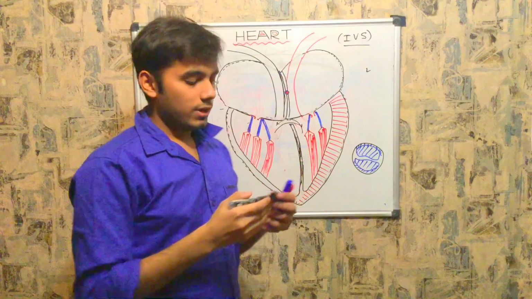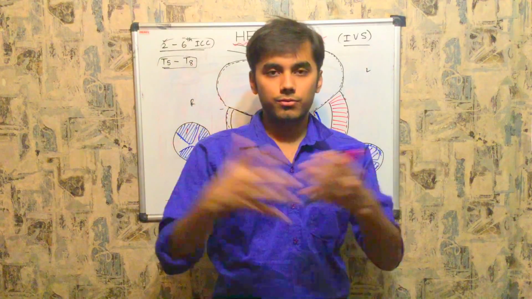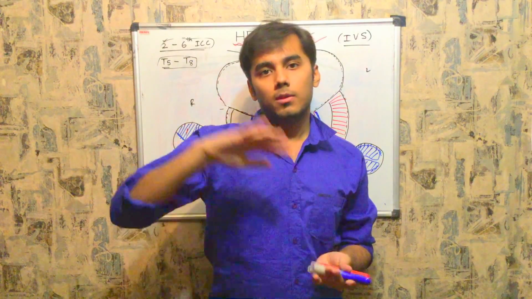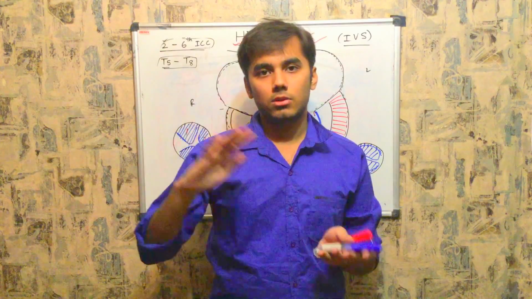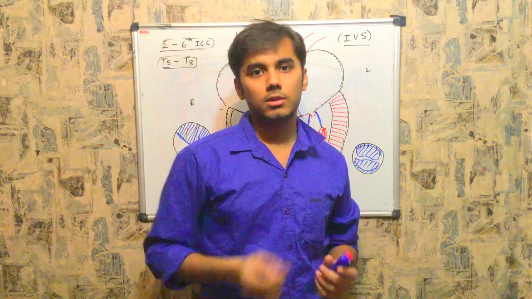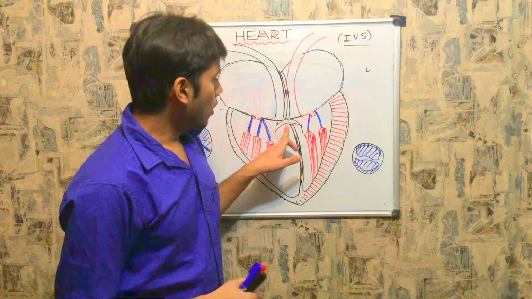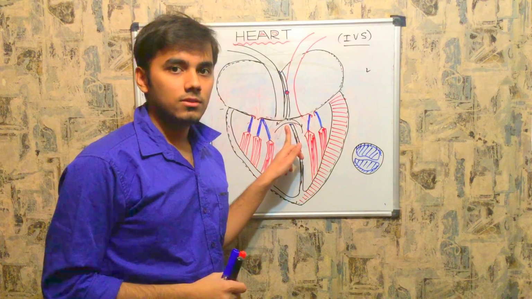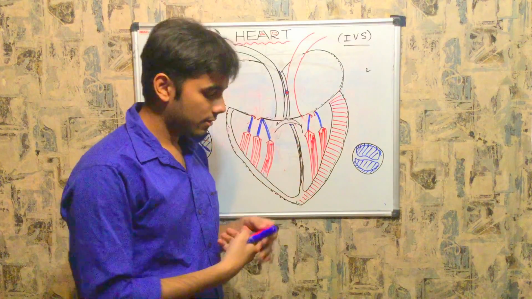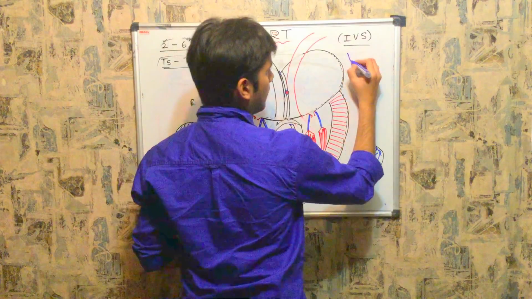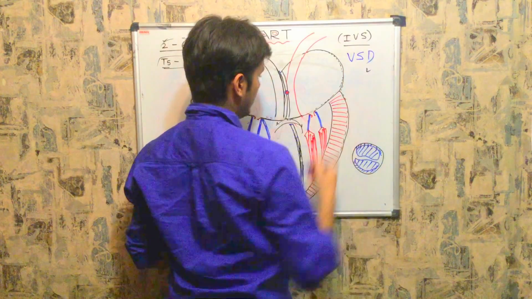When oxygenated and deoxygenated blood mixes together, all your body parts, your lungs, all your organs are supplied by this mixed blood, and that is not good for the body, right? You call this condition ventricular septal defect, VSD, right?